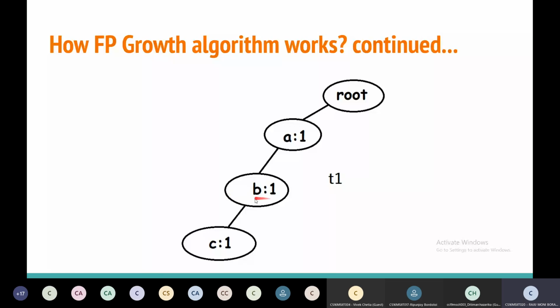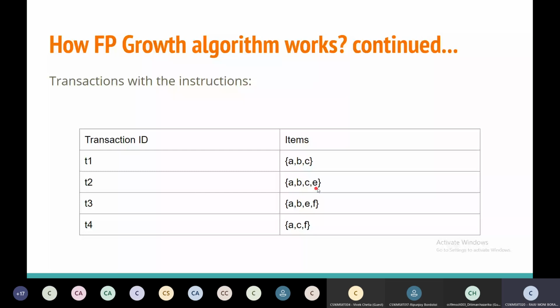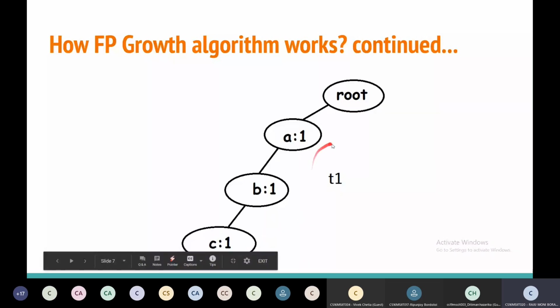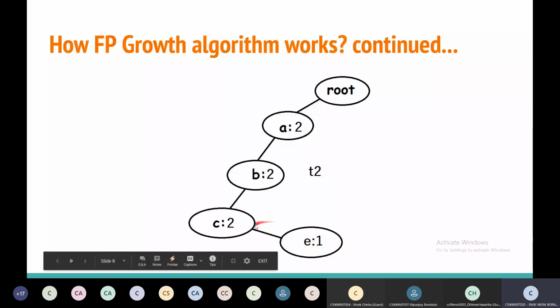If we see the second transaction, A, B, C, and E. In the next diagram, we can see that it is almost the same. A, B, and C: A occurred the 2nd time, because in transaction 1 we wrote A, B, C once, so they each have 1 occurrence already. Then in transaction T2 they occur again, so I put the number on the right side: A occurs 2 times, B 2 times, and C 2 times. And in transaction T2 we got E, which is added after C, so I put this number here.